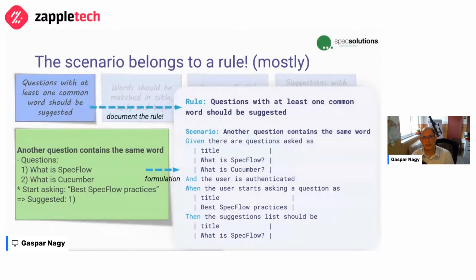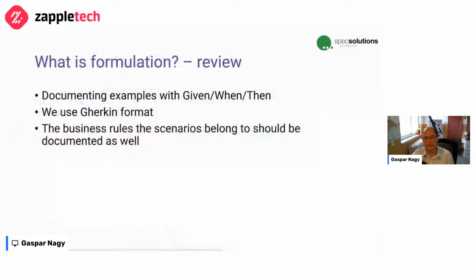That's what you see here on the top of my scenario, where you can document what was the rule that this scenario belonged to, and definitely it makes sense to document that one, because together with the rule, the thing is much better understandable, and it works much better as documentation than without that. Otherwise we would need to just reverse engineer what the scenario wanted to really specify. So that's basically the core understanding of what formulation is.